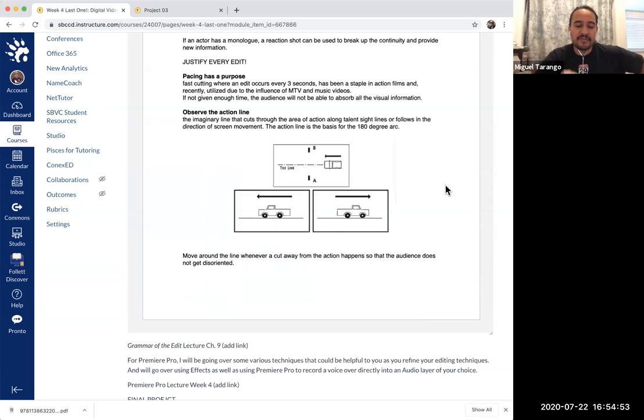Keep in mind that every time we get to an edit, we should justify it. Every edit should be justified. There should be a reason for it. So let's take a look at these next few points.